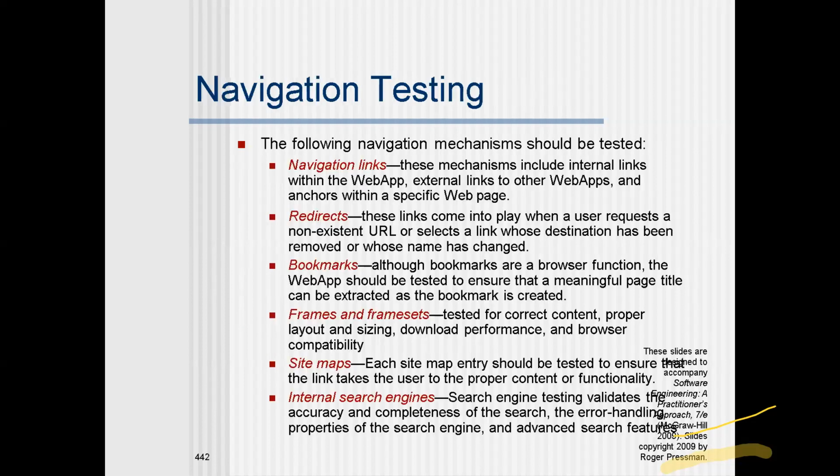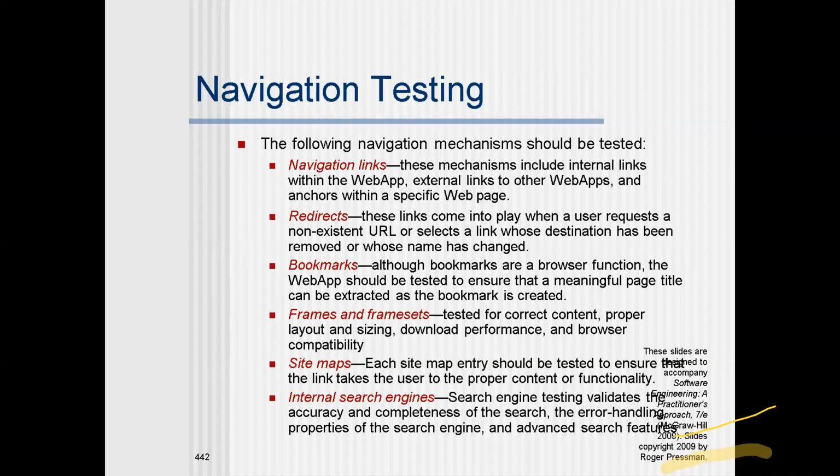The next is navigation testing. As you all know, navigation should be tested, the links should be tested, the redirects should be tested. Now, for example, if I am clicking on a page and that page is still not constructed, something like site under construction or page under construction should be given. Any redirect from a page should be appropriately mentioned, and then bookmarks facility should be enabled. Then the frames and frame sets, the size, the download performance, the browser's compatibility for the frames and frame sets should be tested, and make sure that a sitemap is drawn where the different pages of the website are there and how they are connected.